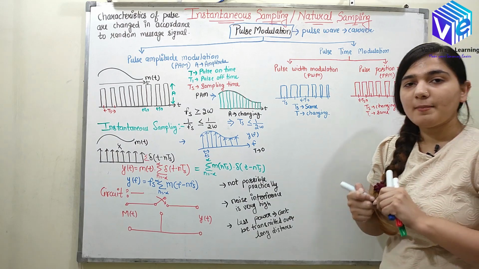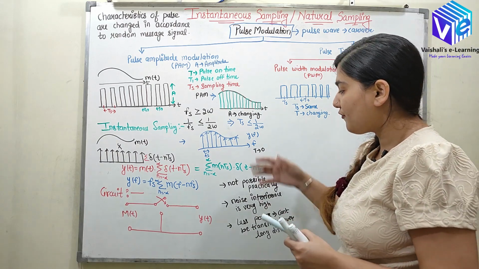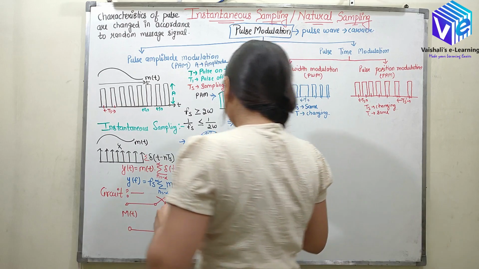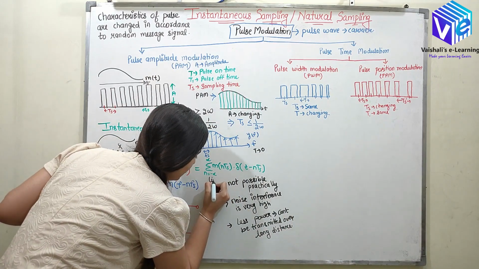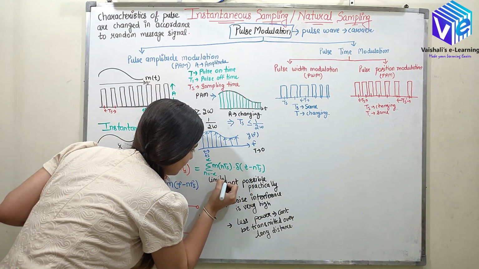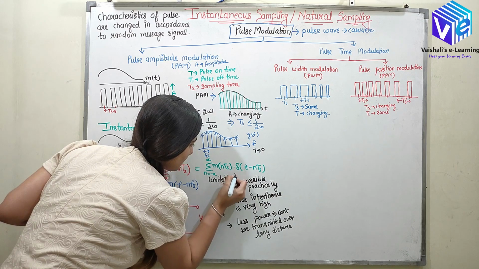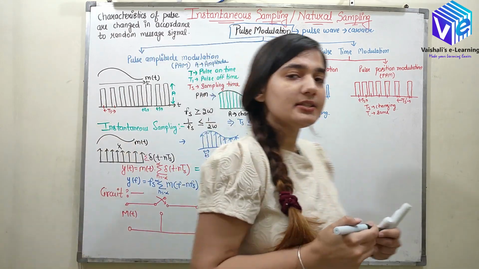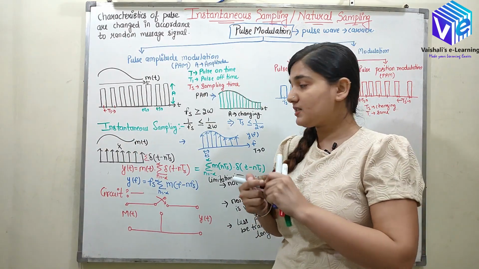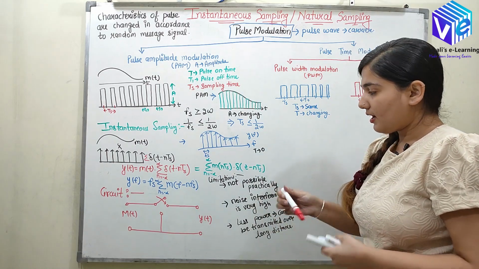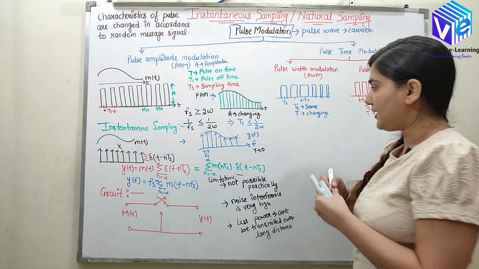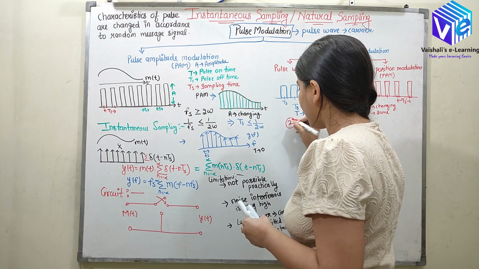Now I'll be talking about natural sampling because of all these limitations. So these are all the limitations. Don't get confused, these are limitations. Because of all these limitations, I have another type of sampling method, which is natural sampling.